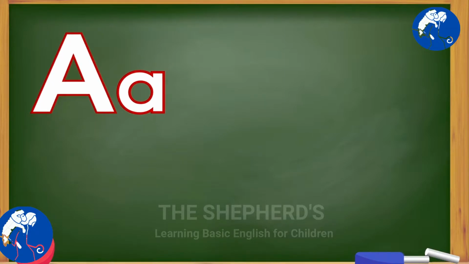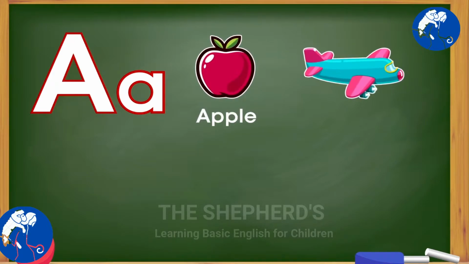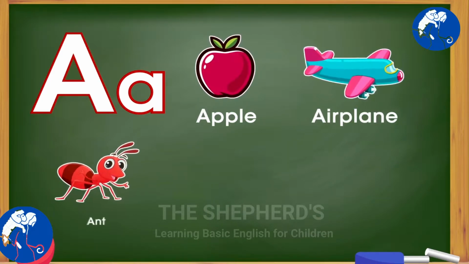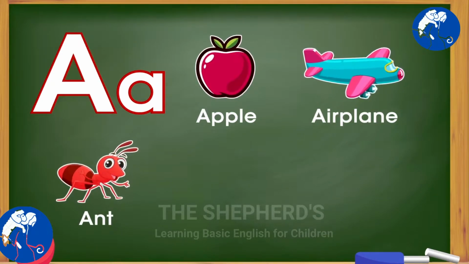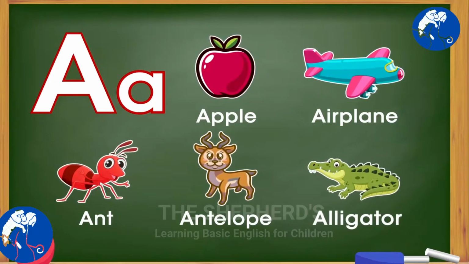A is for apple, airplane, ant, antelope, alligator.